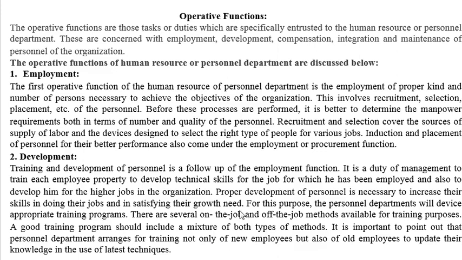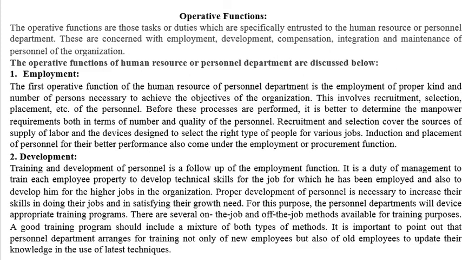See, off the job means once you are recruited, after recruitment the training session starts. In some institutions, the training session starts before recruitment, and after that recruitment takes place. So on the job and off the job training takes place, so that the employees are properly suitable for the job and they are developed in terms of technical skills. A good training program is a mixture of these methods. It is important to point out, the right person for the right job.